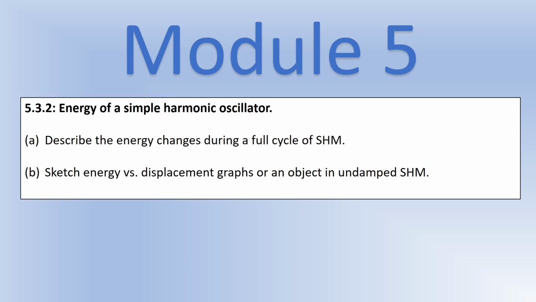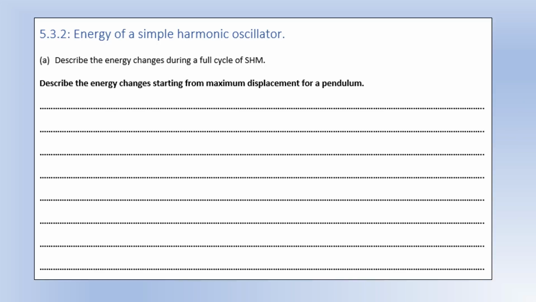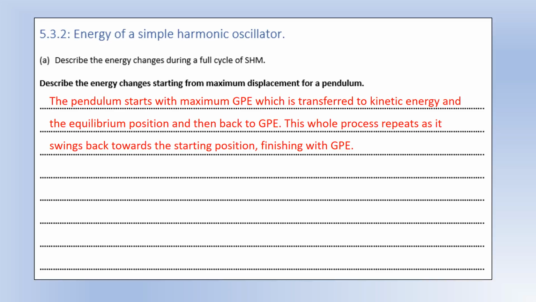Okay, so now we're going to start thinking about SHM in terms of energy as well. So we're going to look first at a pendulum and the energy changes, starting from maximum displacement. At maximum displacement, you have maximum potential energy, which for a pendulum is GPE. And as it goes through the equilibrium position, you'll have maximum kinetic energy from the transfer of GPE. And then when it gets to the opposite side of its cycle, it's got back to GPE again. But we're only halfway through a cycle at this stage, so it repeats. It has maximum kinetic energy at the equilibrium position and then finishes back with GPE.